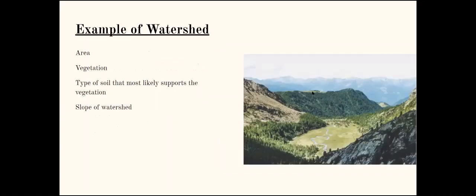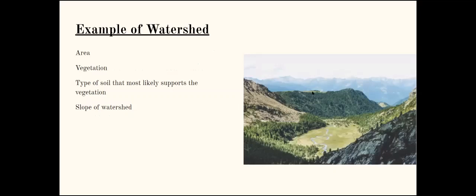Now, we're going to look at two different examples of watersheds, and the things that affect a watershed, the characteristics of it, are the area, how large it is, the type of vegetation, the type of soil that supports that vegetation, and the slope of the watershed. So as you'll see here in this image, we have a lot of vegetation here. The area is very wide open, but also the slope is much greater, so water will flow down this watershed a lot faster.